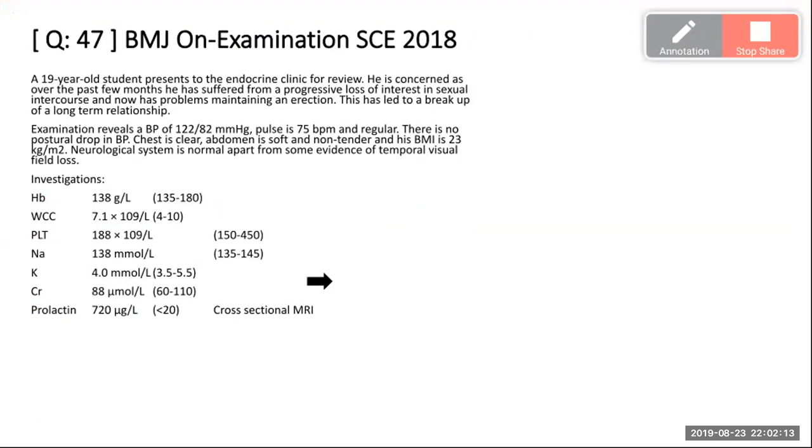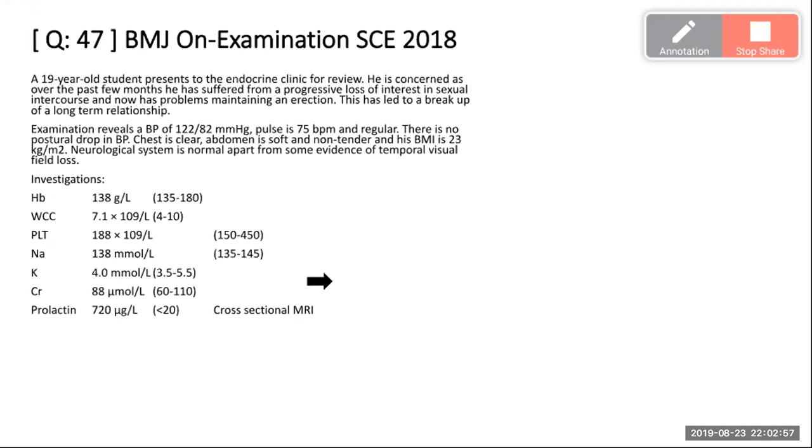Yes. A 19-year-old student presents to the endocrine clinic for review. He is concerned because over the past few months he has suffered a progressive loss of interest in sexual intercourse and now has problems maintaining an erection. This has led to the breakup of a long-term relationship. Examination reveals blood pressure normal, pulse normal and regular. There is no postural drop in blood pressure. Chest is clear, abdomen is soft and non-tender, and his BMI is normal. The neurological system is normal, apart from some evidence of temporal visual field loss.